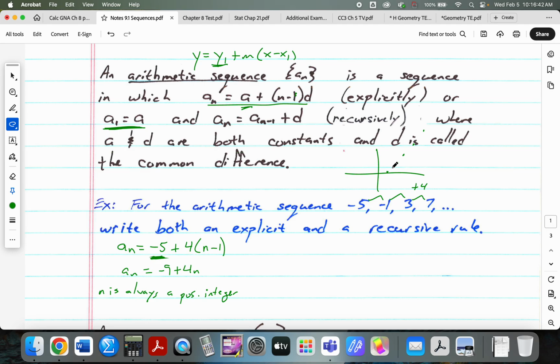That's why when I drew this over here, I started at about x equals 1. All right, and then a recursive rule. So the recursive rule, you start off by saying a sub 1 is equal to -5, and a sub n is equal to the previous term, a sub n minus 1, plus 4, because that's how much we're adding on each time. It's just two different ways to write the sequence.